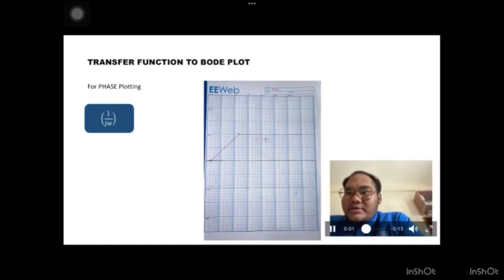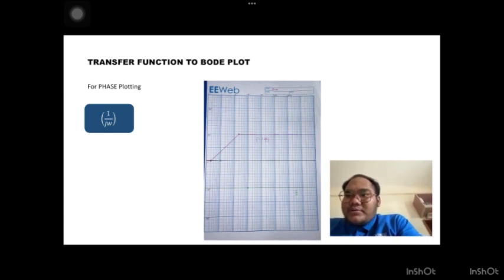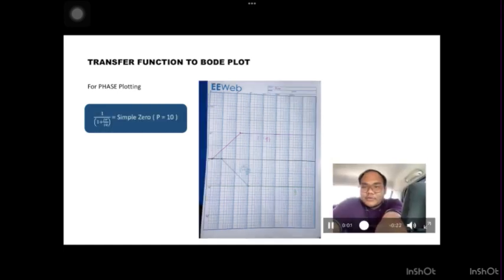Next is the equation 1 over j omega. Since there is no gain in this equation, we put it on a straight line at negative 90. And next is the function 1 over 1 plus j omega over 10, which is simple 0.